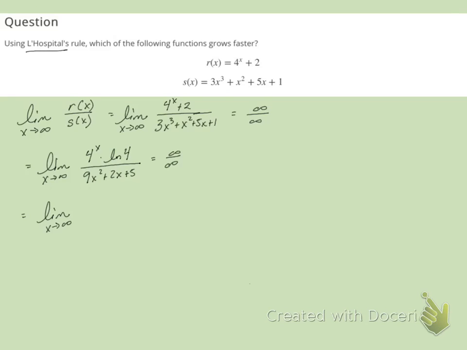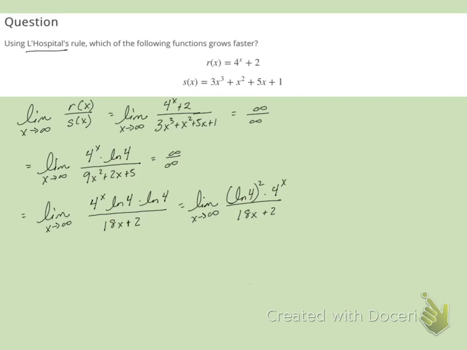The natural log of 4 is just a constant, so it's kind of hanging out in front. So we're taking the derivative of 4 to the x again, which is 4 to the x natural log of 4, and then we still have the other natural log of 4. And in the denominator, we'll have 18x plus 2. So I can rewrite this as the limit as x approaches infinity of the natural log of 4 squared times 4 to the x over 18x plus 2.